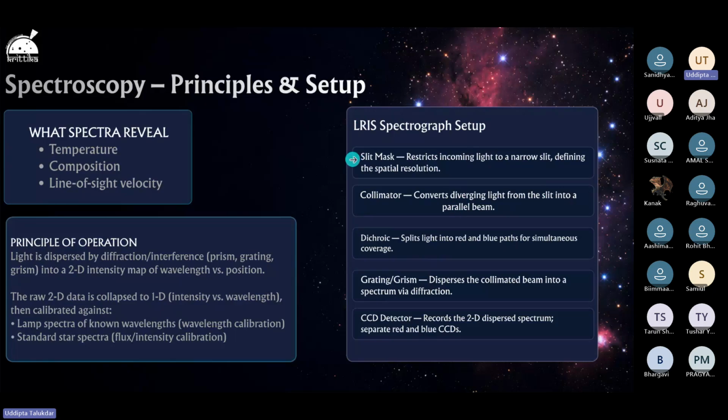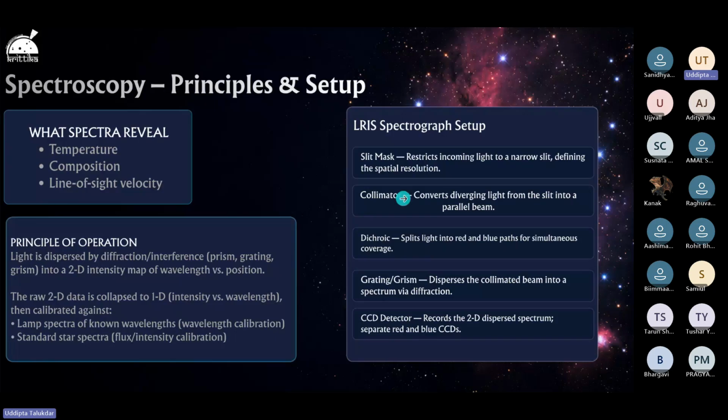So first things first is the slit mask. When the light first hits it, it is a narrow slit that only lets in light from a thin strip of sky. This defines how sharp your spectrum will be spatially. A wider slit will allow more light, but it will blur the spectrum.